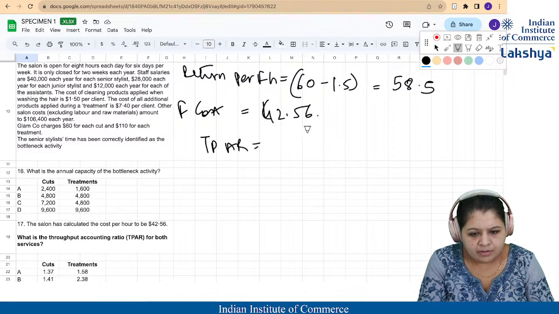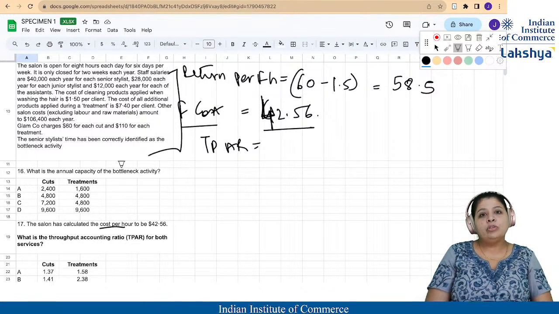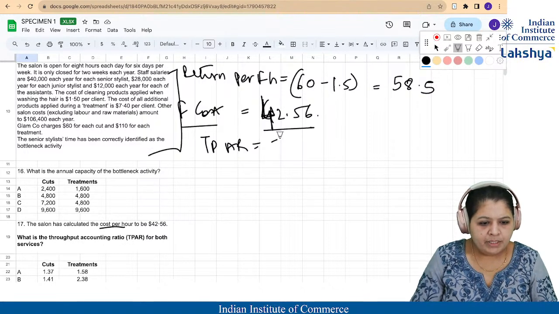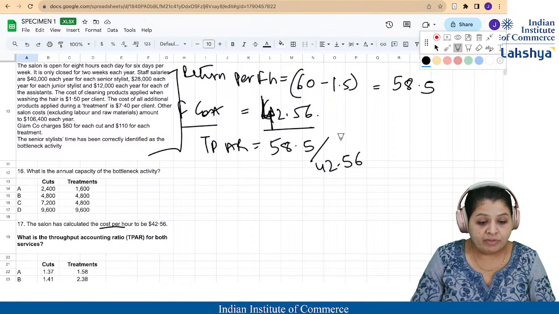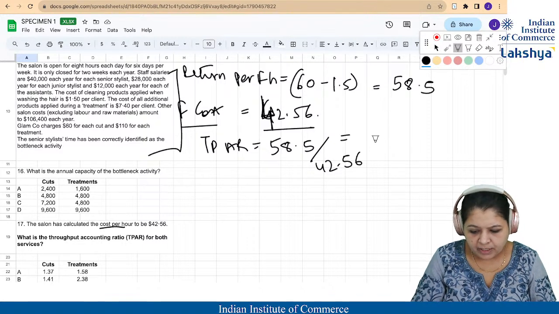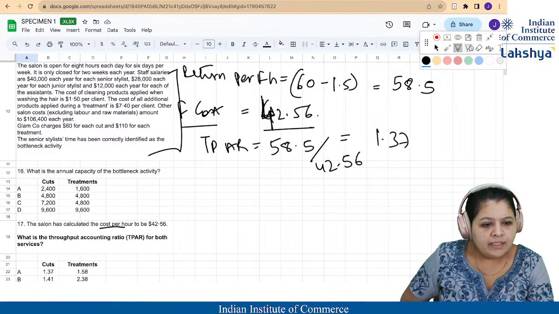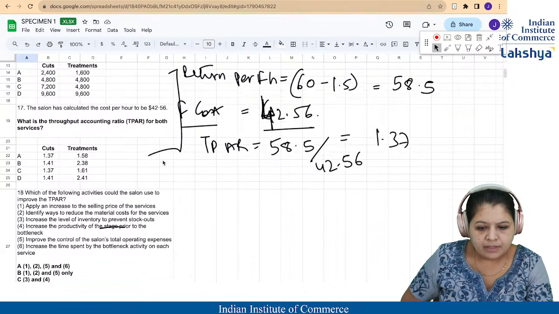TPAR. Here, if you see, the salon has calculated the cost per hour. My factory cost per hour is calculated. You don't need to spend time on that. Don't need to look for that in the question also, right? Simple TPAR, what will we do? 58.5 divided by 42.56. It gives you the value which you require for your cuts, right? So that is 1.37, right? Now let's see if we have any other 1.37.